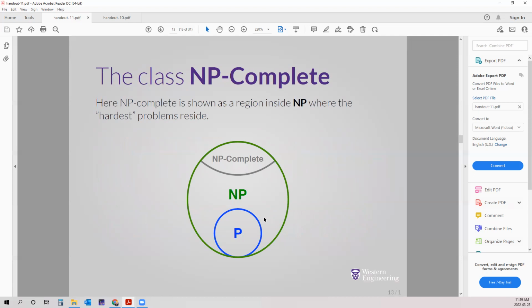Okay, we have this class P. Here, NP complete is shown as a region inside NP where the hardest problem resides. So we have the P. This is what most believe, that P is a subset of NP. And here, within NP, we have a subclass called NP complete.